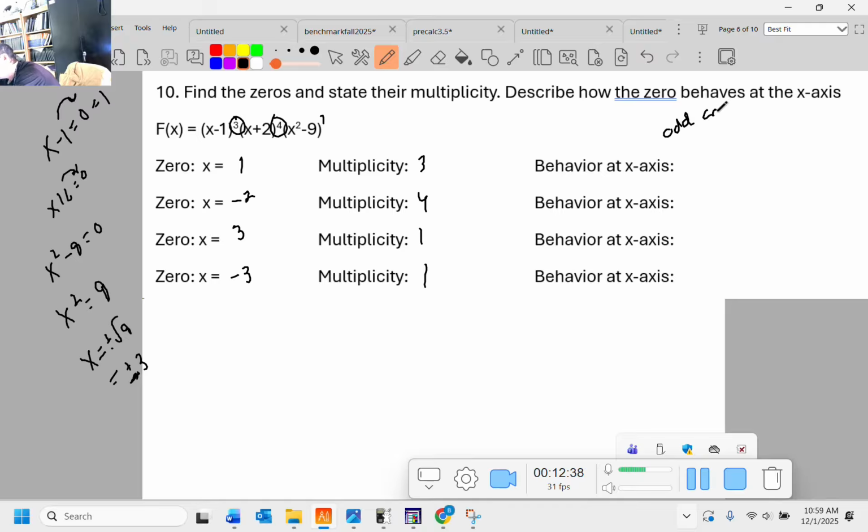Odd crosses, even touches. 3 is odd, cross. 4 is even, touch. 1 is odd, cross. 1 is odd, cross.